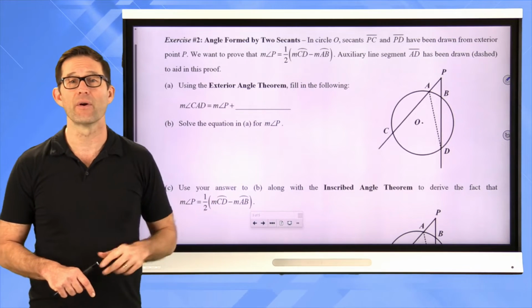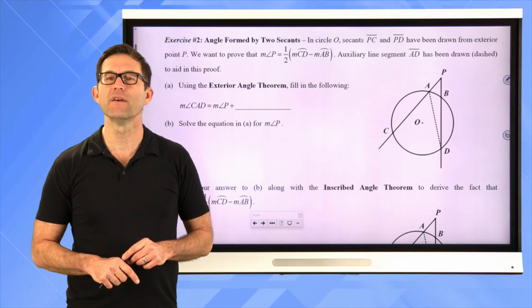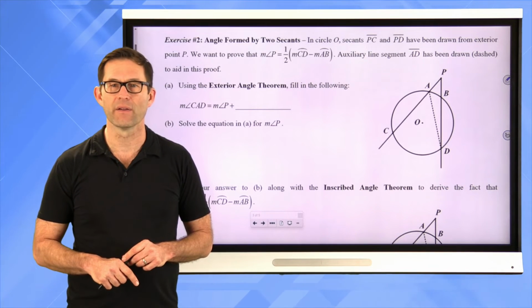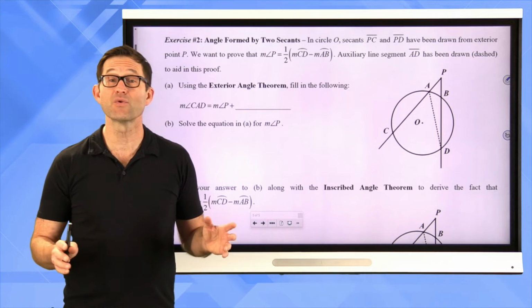So let's take a look at letter A. Using the exterior angle theorem, fill in the following. The measure of angle CAD is equal to the measure of angle P plus what angle? All right, pause the video now and see if you can write down the correct angle here. All right, now this is really key.